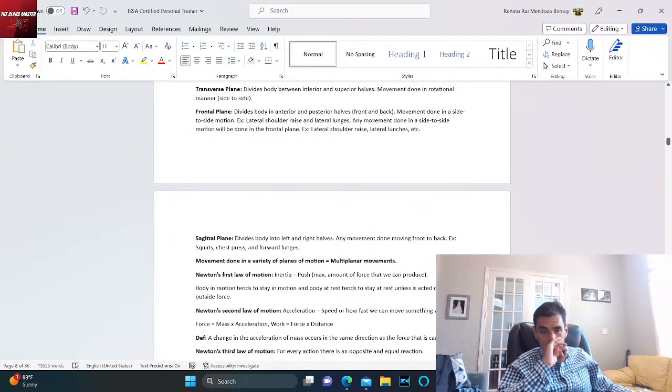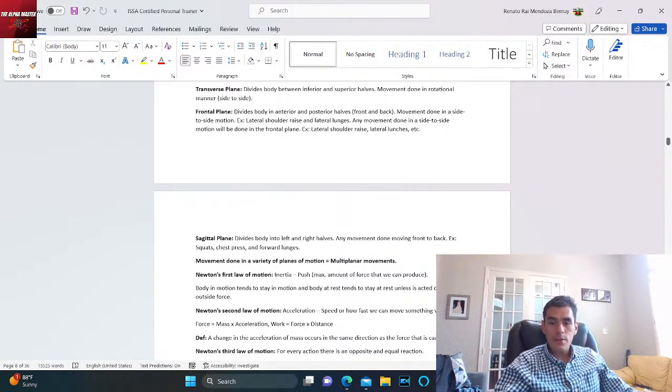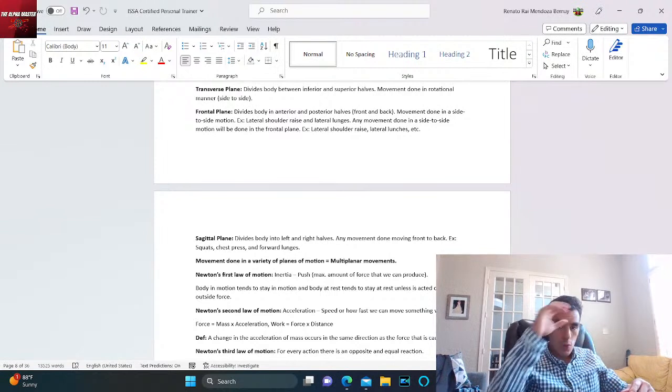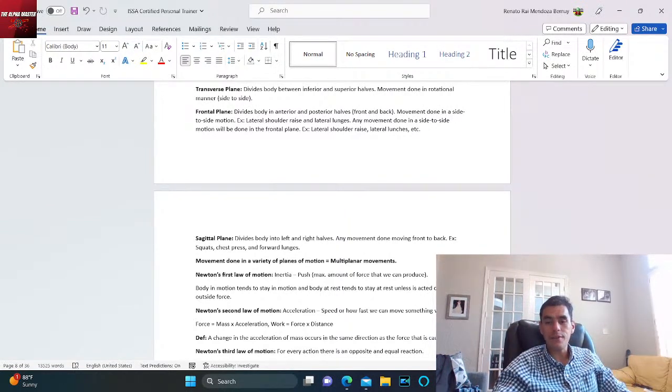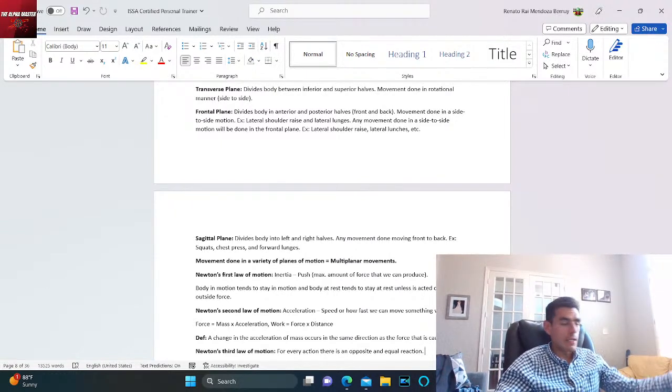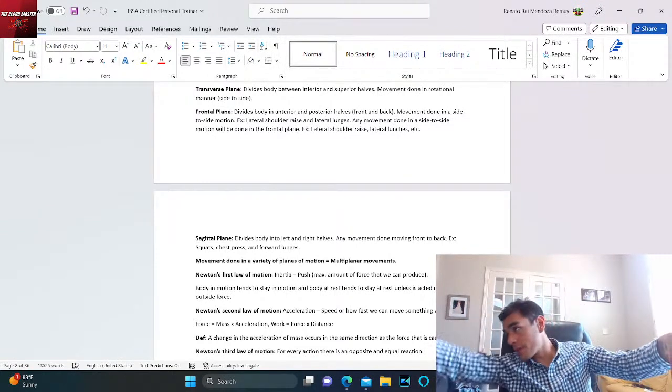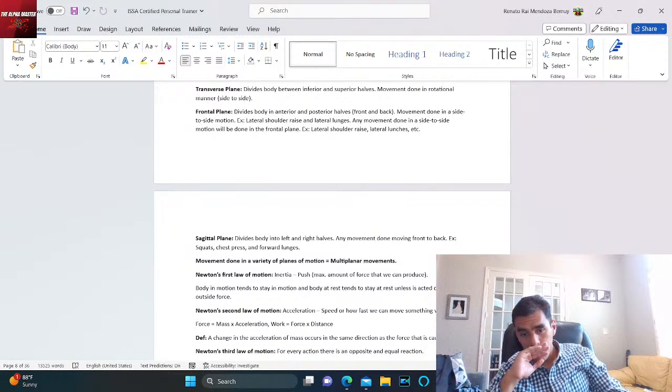Definition: a change in the acceleration of mass occurs in the same direction as the force that is causing it. So you have the mass and you have the force going in the same direction. A change in the acceleration of mass occurs in the same direction as the force that is causing it. That makes sense.